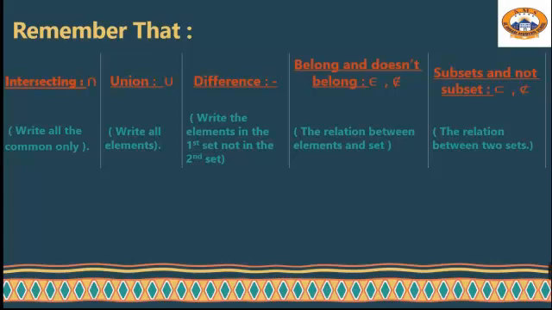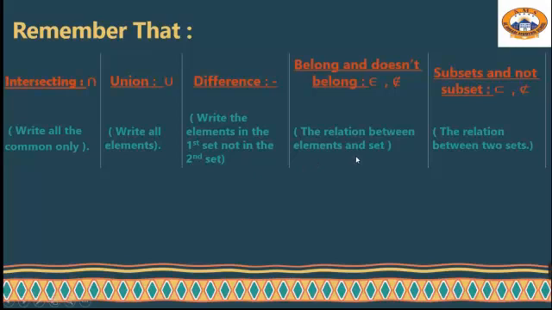To solve it, usually we hide the second set. So I will hide the second set and write the rest. Is it clear? Okay. Next, the two signs I have are belong and doesn't belong. We write them when I want to find the relation between an element and a set.